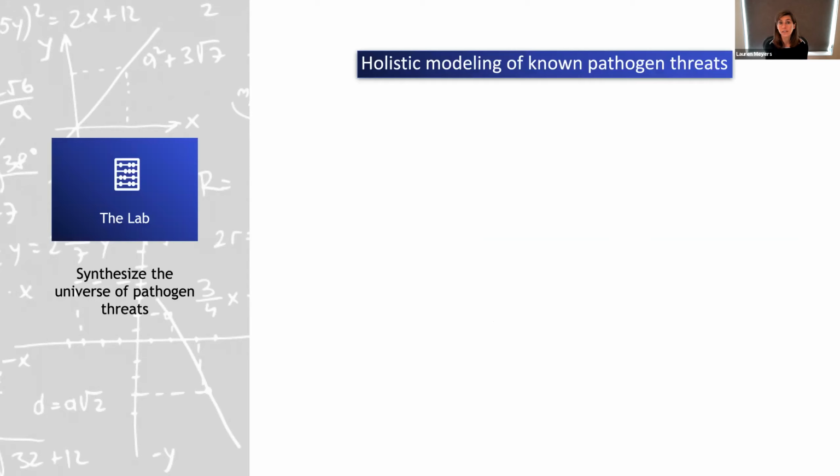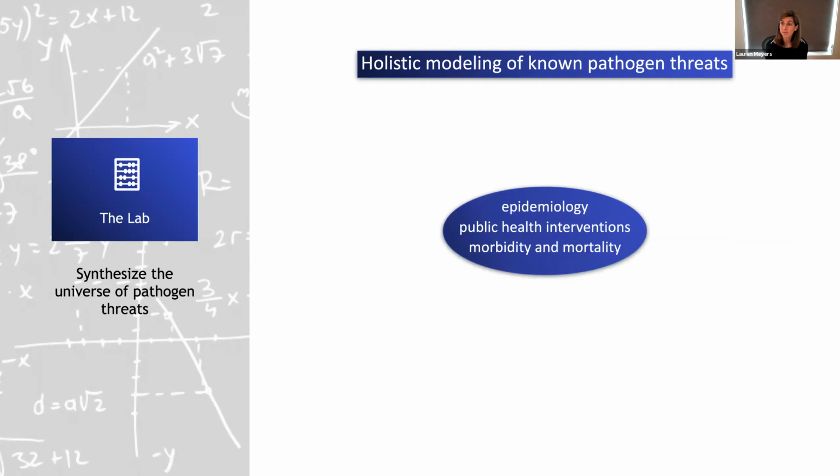Very briefly, in the lab, we aim to build holistic models, first of known pathogen threats. Many of our epidemiological models for COVID, for other pandemics, focus pretty exclusively on public health interventions and look at outcomes like morbidity and mortality. During COVID and even prior to COVID, there has been some really cool modeling that has branched out, that has incorporated economic factors, surveillance, interactions with climate, global mobility, behavior.